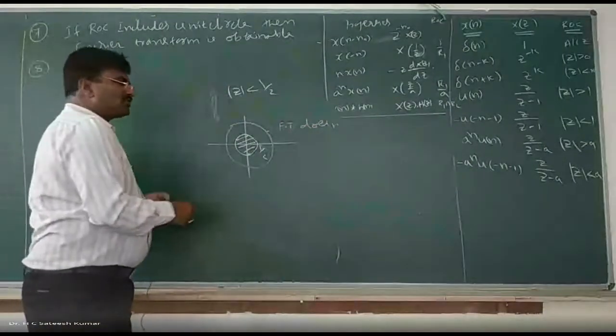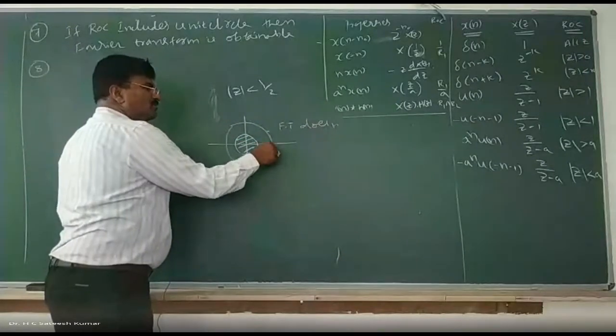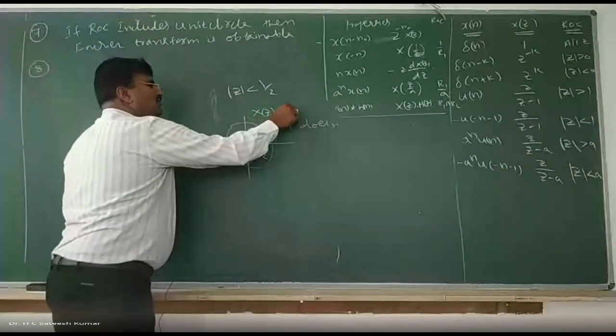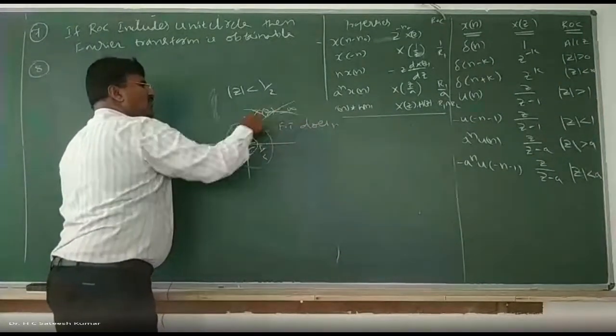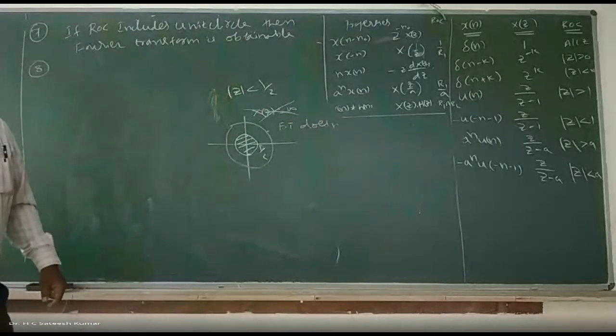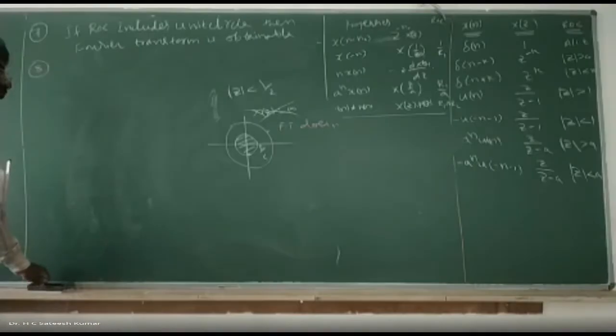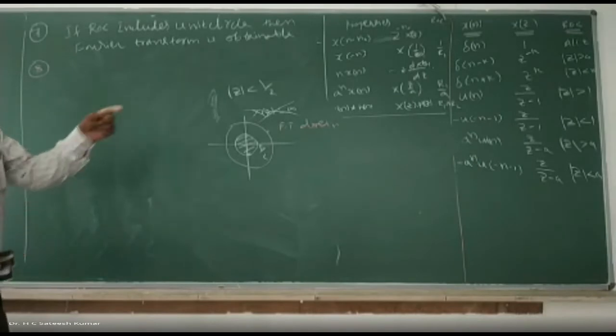What is the meaning of this one? The empty area, if the ROC is there, means what? Here X of z is equal to infinity. If X of z doesn't exist, it means Fourier transformation doesn't exist. So therefore, for such situations, what will happen? Fourier transformation doesn't exist. So this is another example for this.